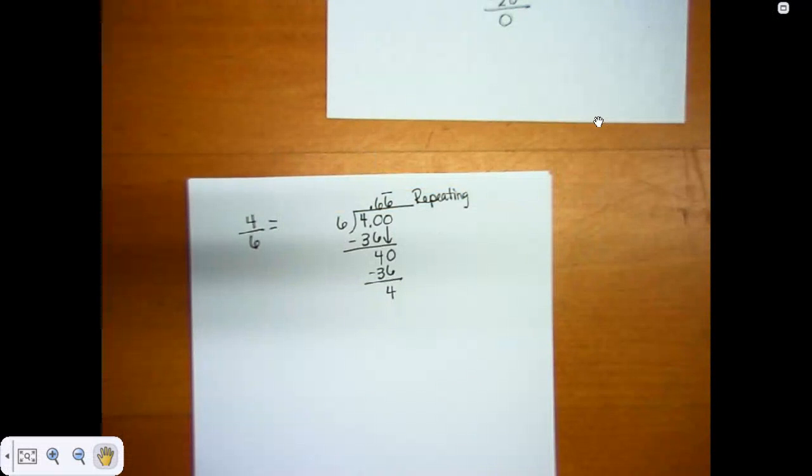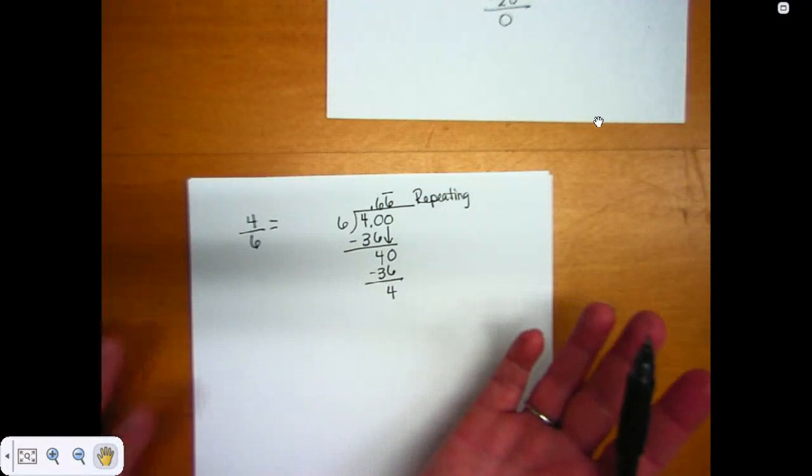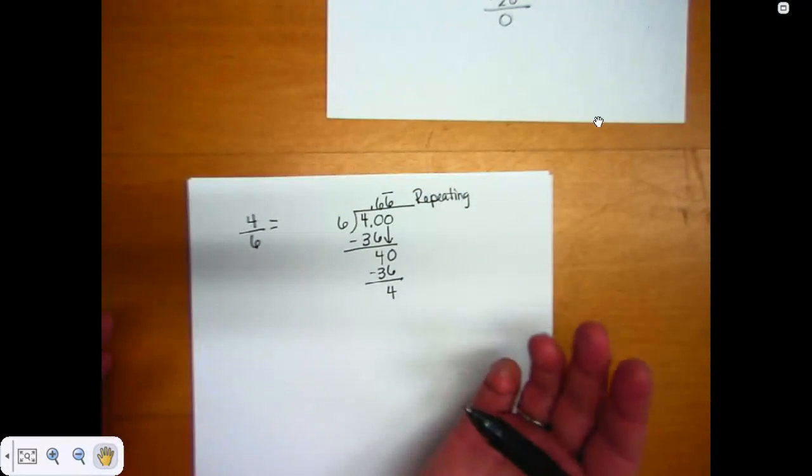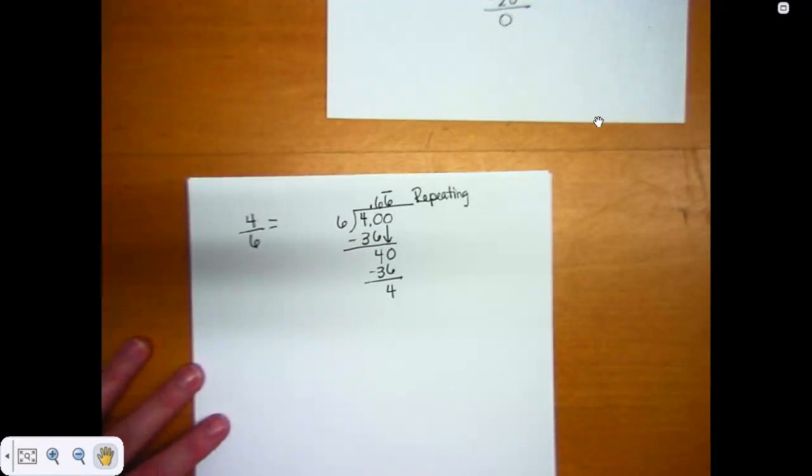Okay, I'm back. So this one would be repeating because we would just keep getting 6 over and over again. So we're going to stop. We write this line, and that means repeating.